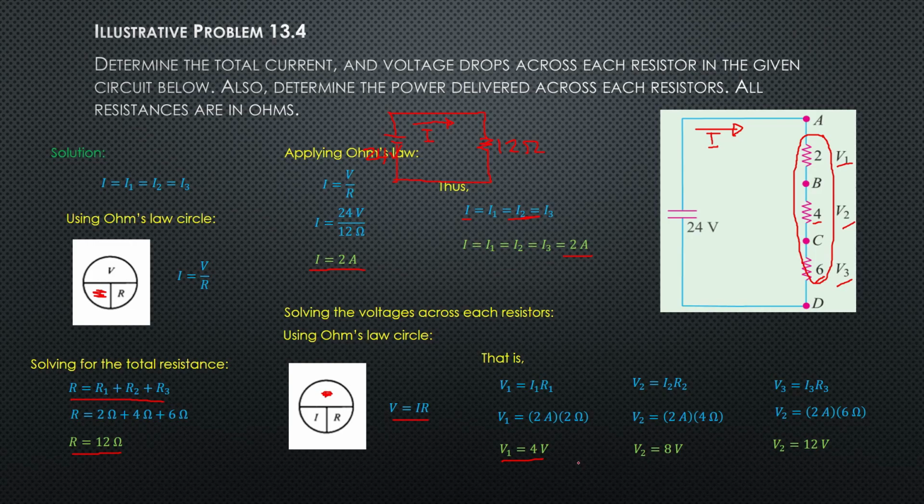So the voltage across resistance 1 is 4 volts, the voltage across resistance 2 is 8 volts, and the voltage across, oops, this is 3, sorry, and this is also 3. So the voltage across resistance 3 is 12 volts. One of the characteristics of the series connection is that voltages are additive, right? So if I add all these voltages, 4 plus 8 gives us 12, plus 12 gives us 24 volts.